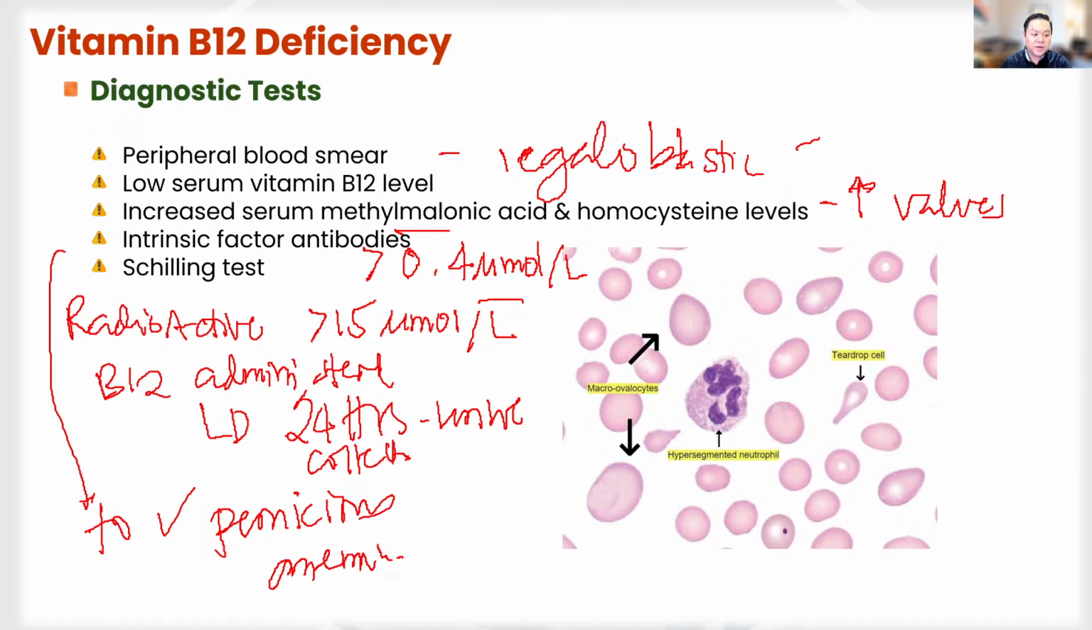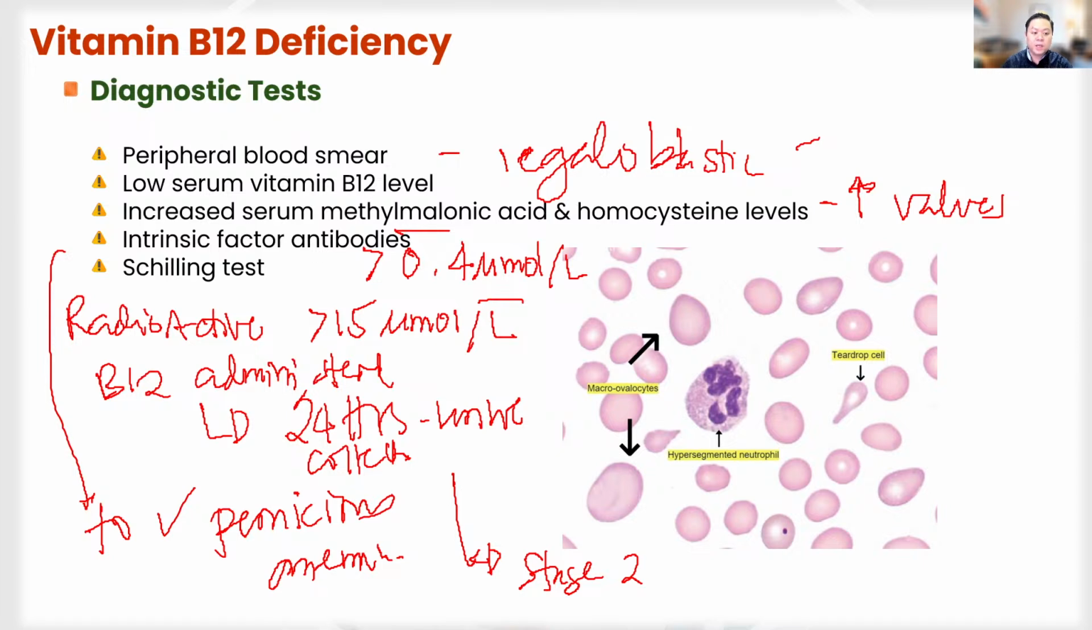Now, there's also what we call a stage 2 part of the Schilling's test. So what is involved in stage 2? Well, the intrinsic factor will be administered here. And so if there is poor absorption of the intrinsic factor, then they're going to receive the vitamin B12 with the intrinsic factor. And then another 24-hour urine collection will be done in order to measure how the intrinsic factor is absorbed in the body.